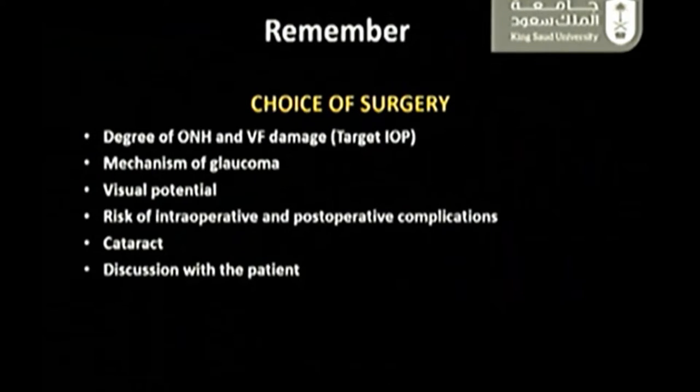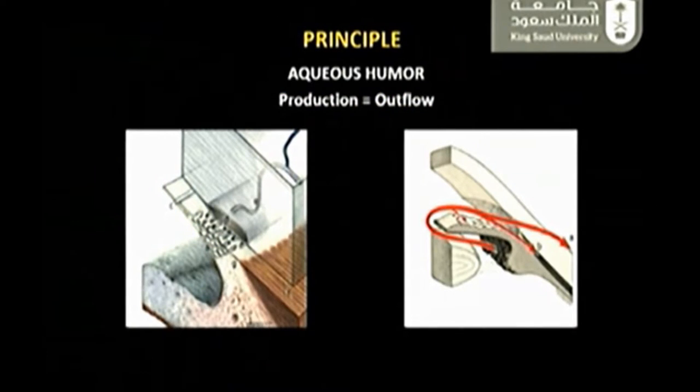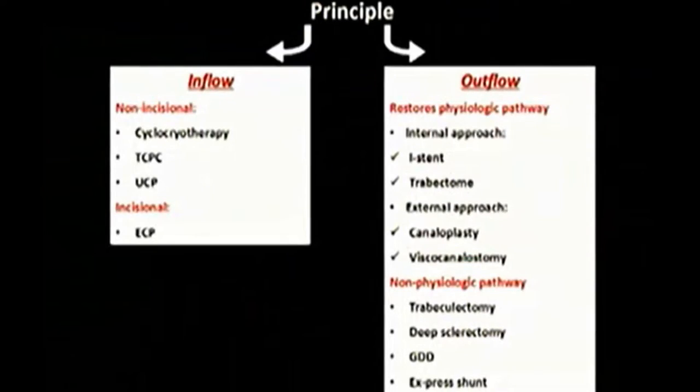If it's in the low teens or high single digits, you need to look for the mechanism of glaucoma, the visual potential, the risk of intraoperative and postoperative complications, and the presence of cataract, and discuss the surgical options with the patient as well. Simply, glaucoma surgery depends on the aqueous dynamics. So you have glaucoma surgery which targets aqueous production, and glaucoma surgery which enhances aqueous outflow.